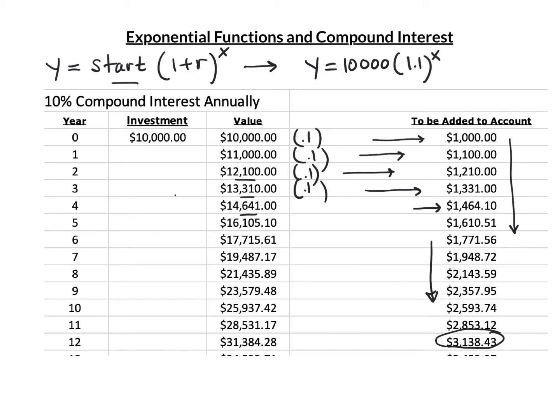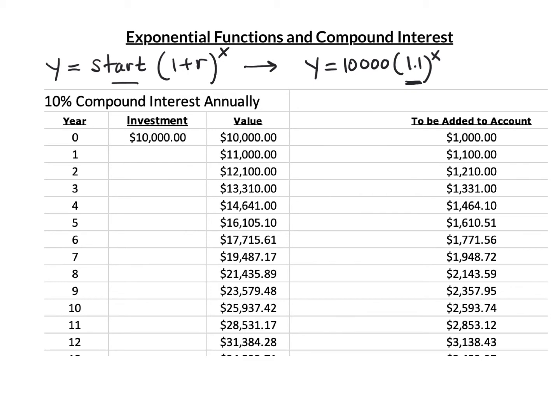Notice in our equation, we're multiplying by 1.1. Yet, when I was showing you this, I multiplied by 0.1, 10%, to see what's being added. Multiplying by 1.1 will include what's added and give you the total new amount for the next year.